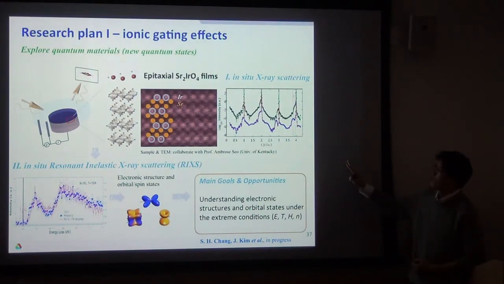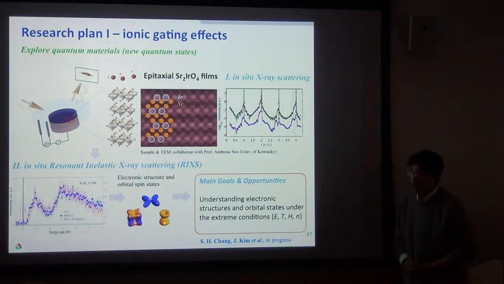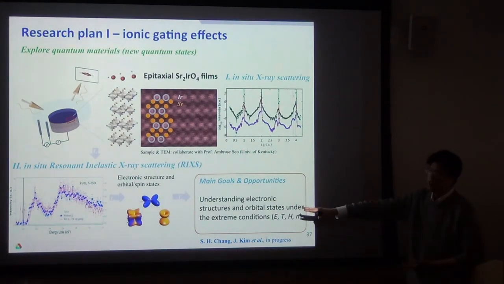By using in situ X-ray scattering, we verify the exact structure in real time, as well as by using our relatively new technique, in situ resonant inelastic scattering at APS, we can actually monitor the ground state of this material, like magnetic excitation or band gap or orbital state.